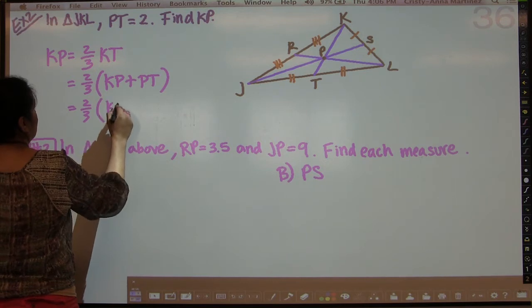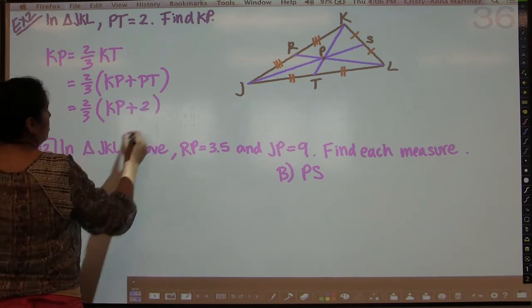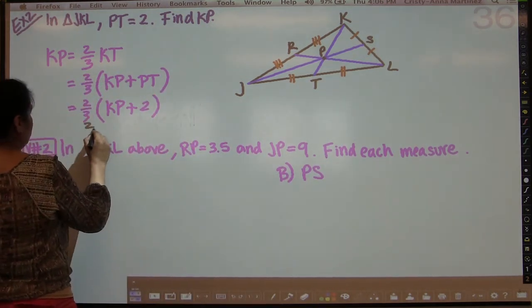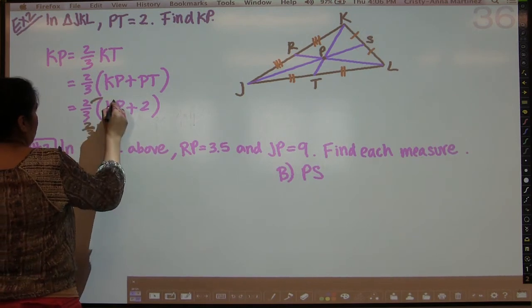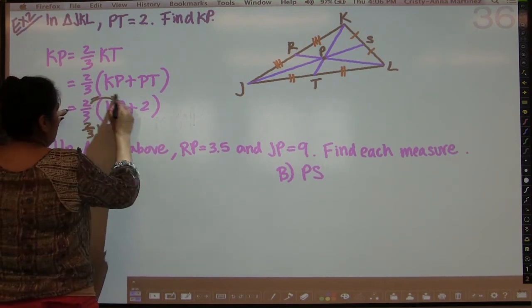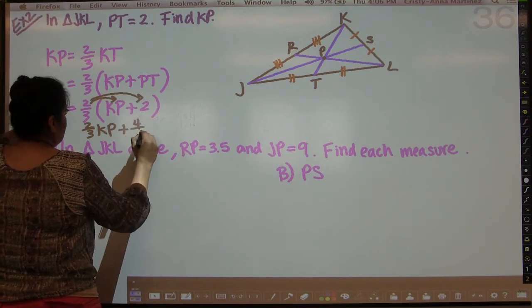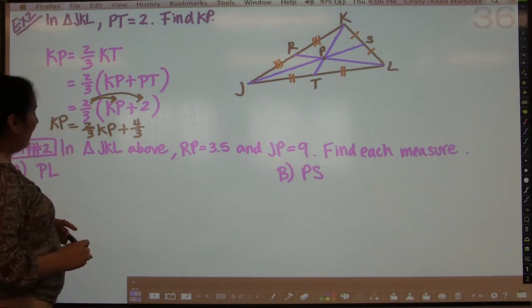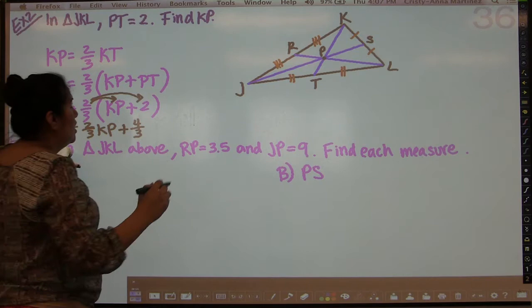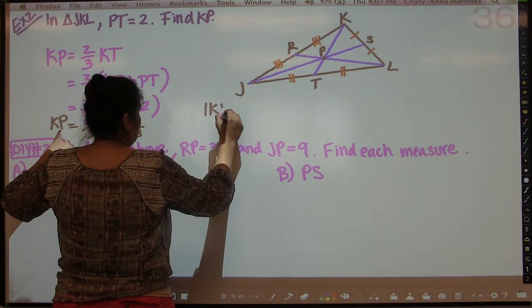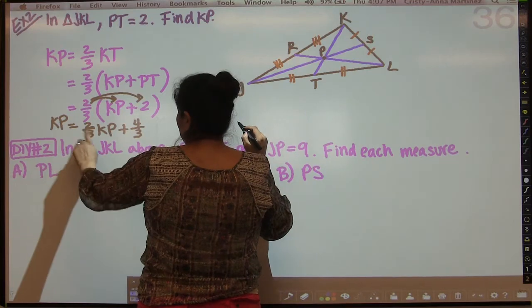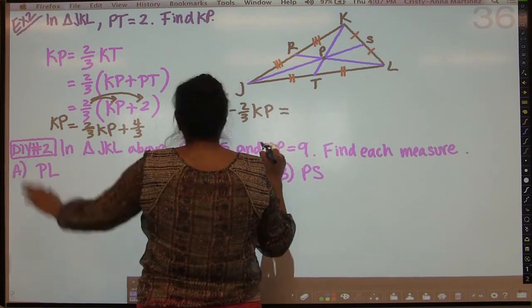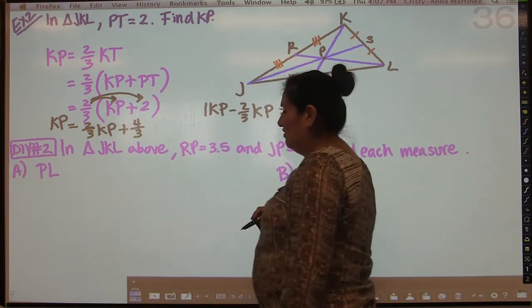And we know that PT is 2. So we're just going to basically solve an algebraic equation here. And so I'm going to get 2/3 KP, I'm distributing, 2/3 times KP, and then 2/3 times 2, which is 4/3. And that equals KP. Now KP is my variable, that's what I'm trying to find. So what I need to do is move these KPs to the other side. So what I'm going to have is 1 KP, which was already on the left, and then I'm going to subtract 2/3 KP, so that the KPs are on the same side, and it's going to equal 4/3 on the right, because the 4/3 is going to stay there.